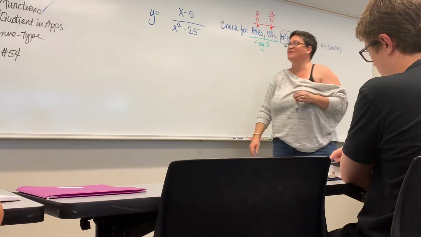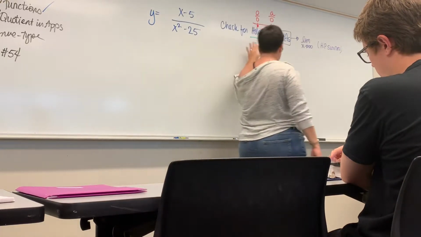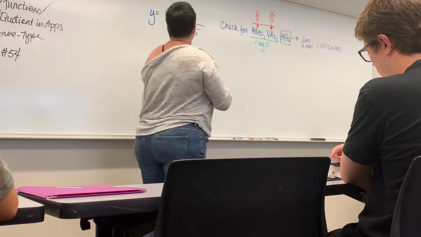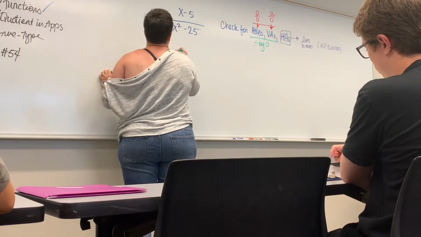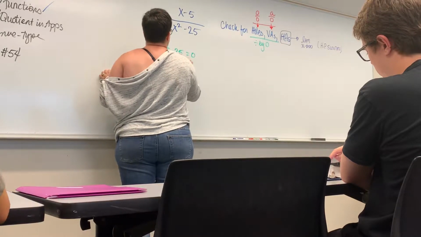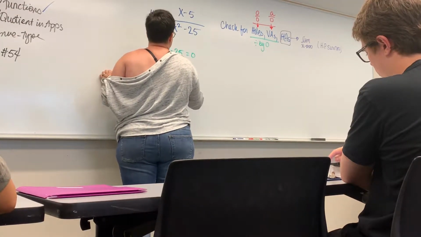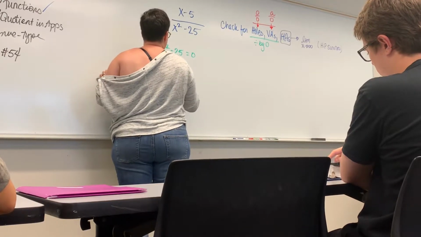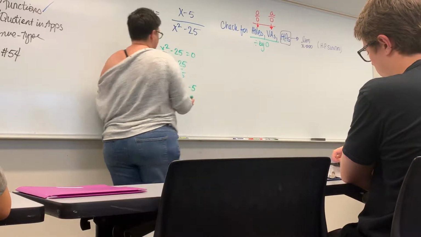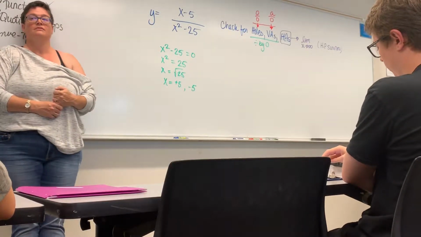Good. Okay. So the first thing we're going to do is check for those holes and vertical asymptotes. Step 1 is find what makes the denominator go to 0. So x squared minus 25 equals 0. X squared equals 25. X equals the square root of 25. X equals positive 5 and negative 5. So now I have 2 places to check on the numerator. You guys with me?